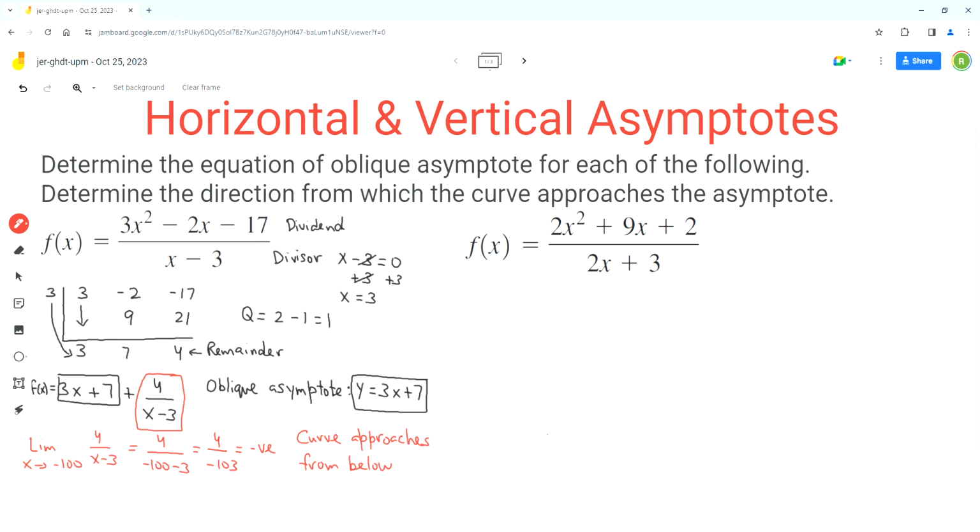Now we can analyze the limit on the other side of the x-axis. Limit as x approaches positive 100 of 4 over x minus 3. Now we can apply the limit. 4 over 100 minus 3 is equal to 4 over 97, which gives us a positive. That means the curve approaches from above.